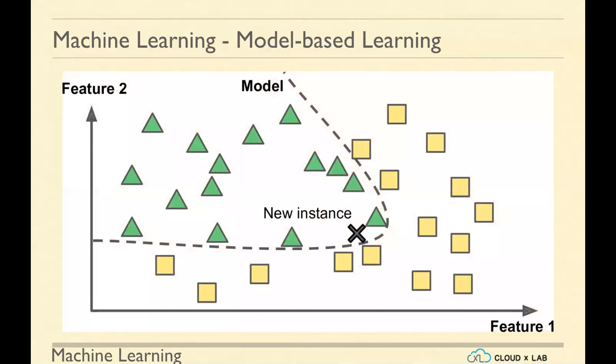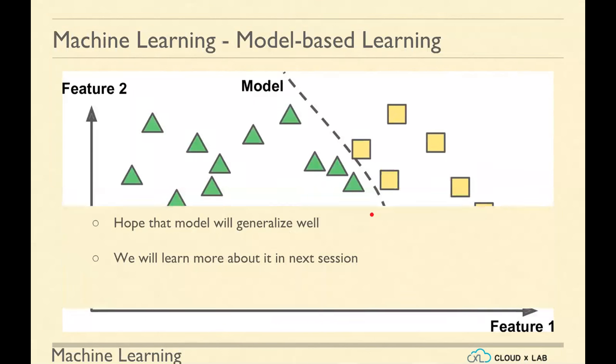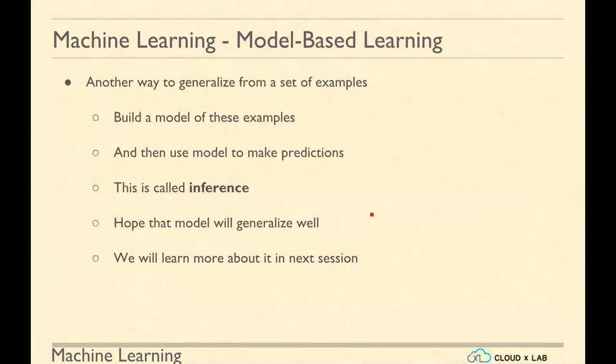Okay, so essentially the idea is that instead of trying to find similarity in your memory lane, try to create a mental map. Try to understand what's going on. That's essentially the difference between model-based and instance-based learning. Okay.